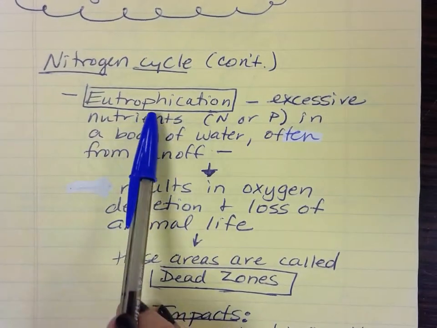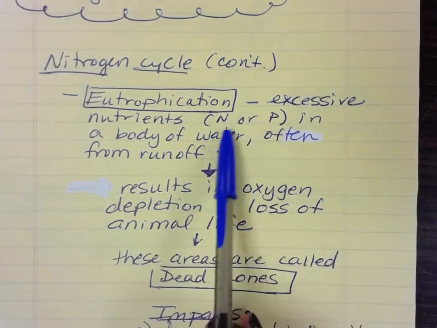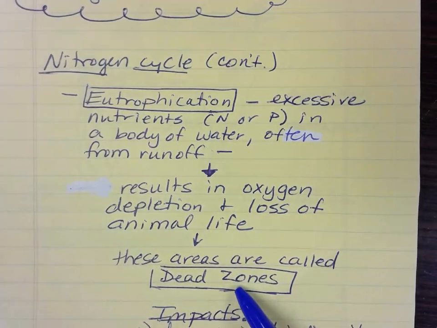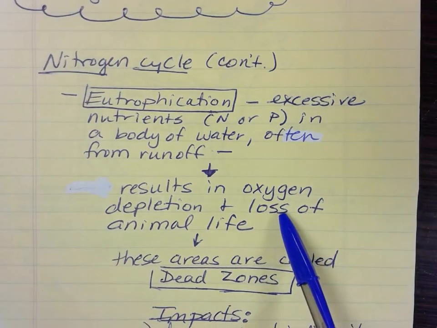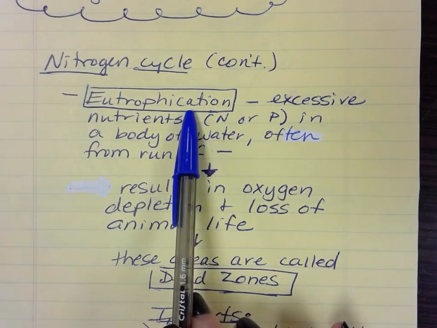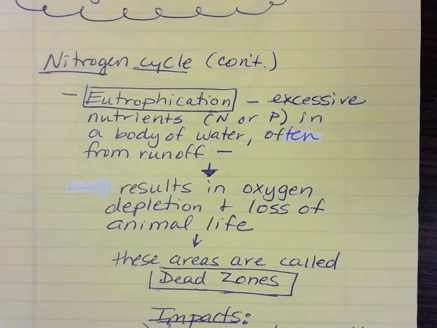consequences, such as eutrophication. When there's excessive nitrogen and/or phosphorus in a body of water, this can result in something called dead zones, areas where there's great loss of animal life and oxygen depletion. And usually eutrophication is the result of runoff. So you might recognize a eutrophic body of water because it'll be green, have like a pond scum on it. Those are the algae in an algal bloom.